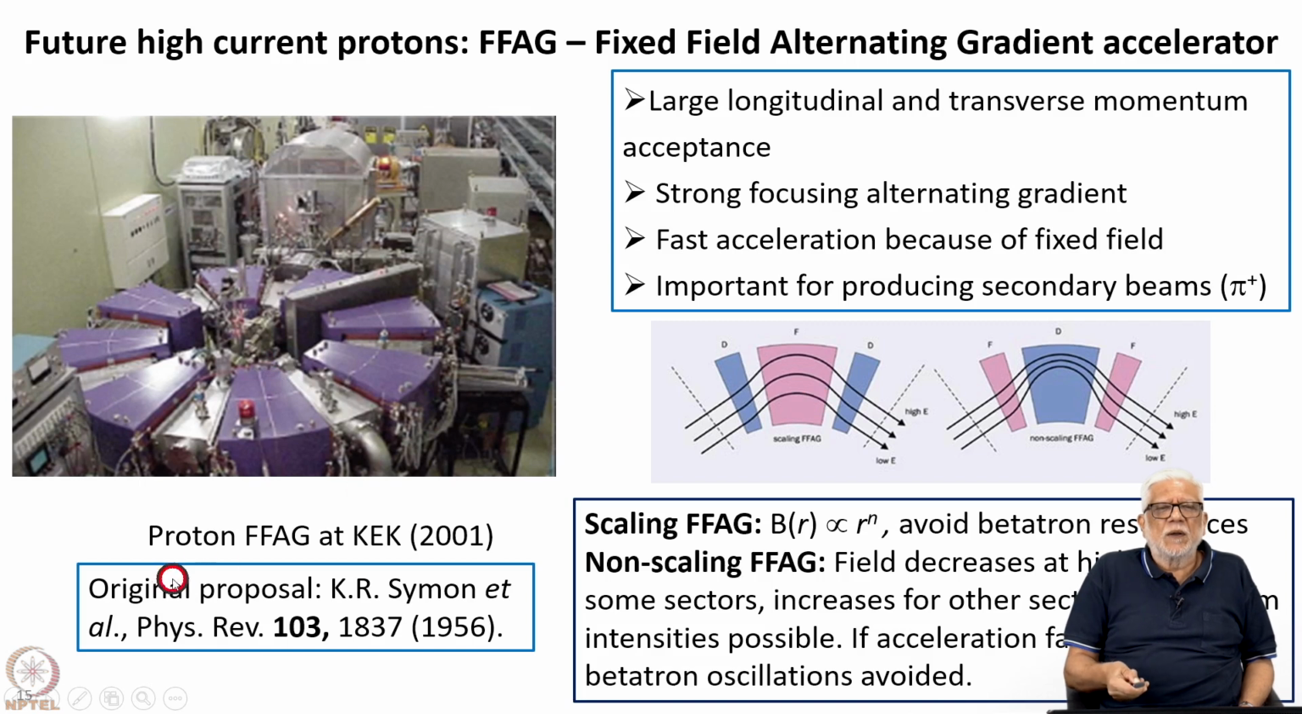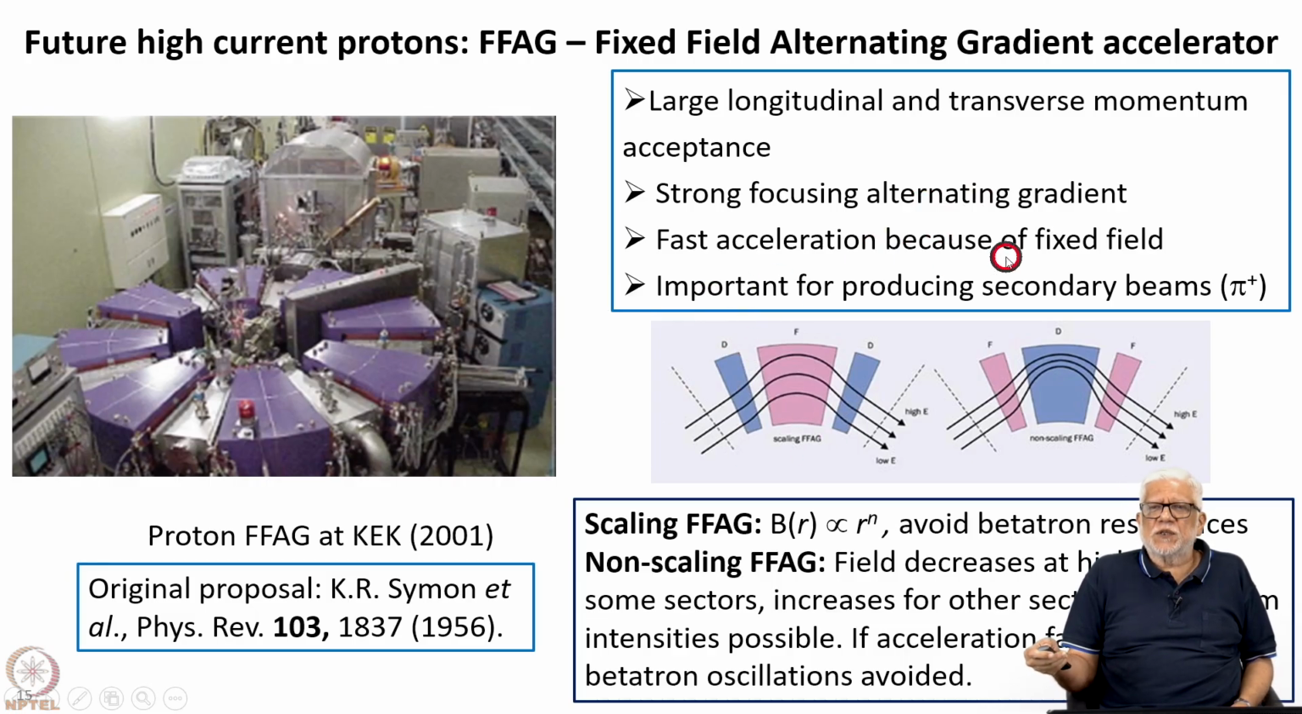This is a picture of a prototype proton fixed field alternating gradient accelerator at KEK in 2001. The original proposal was way back in 1956, Simon, I think he was at Lawrence Berkeley at that time. So the idea is that it has a large longitudinal and transverse momentum acceptance, as would be there for secondary beams also, and it would be strong focusing because it's alternate gradient. So you have gradients which are opposing one another.